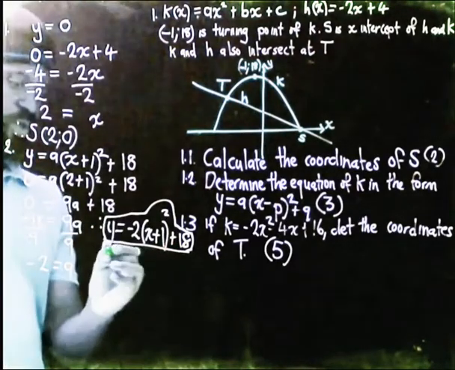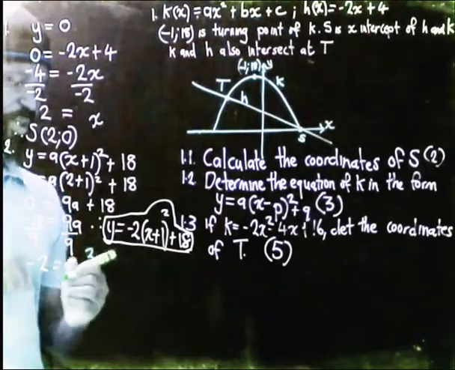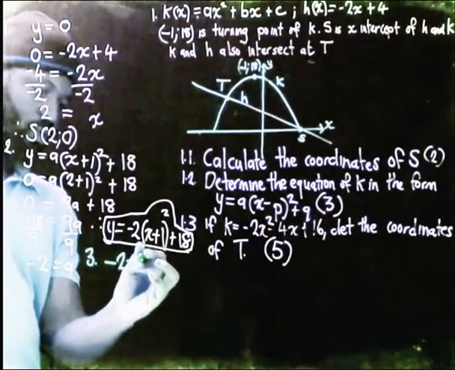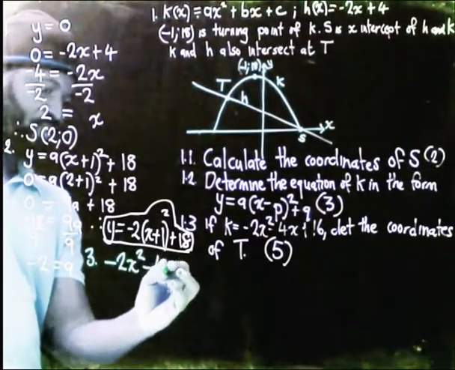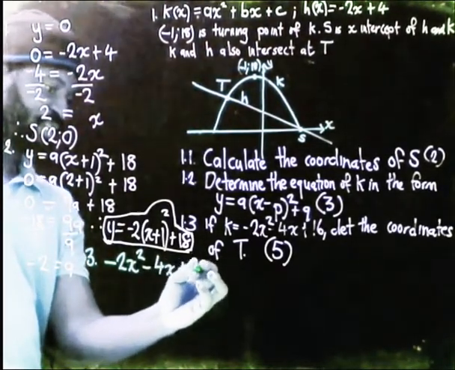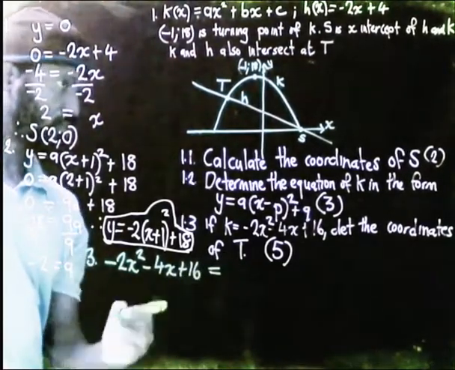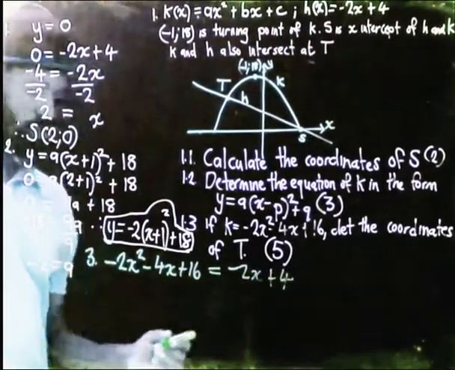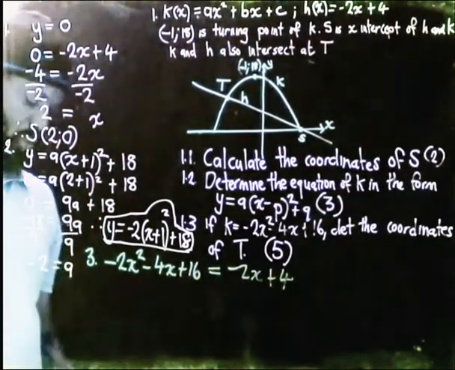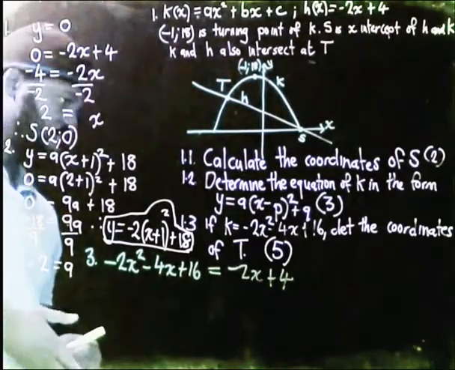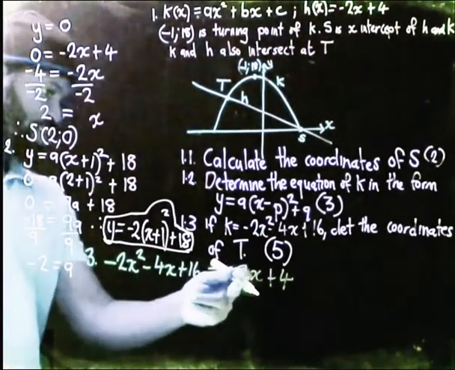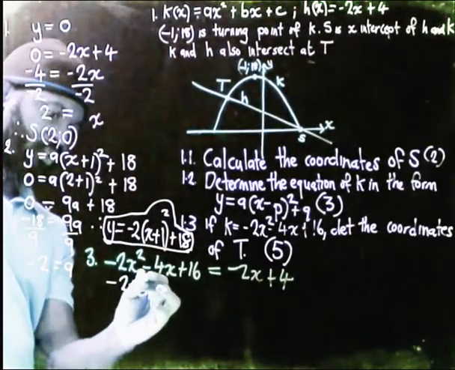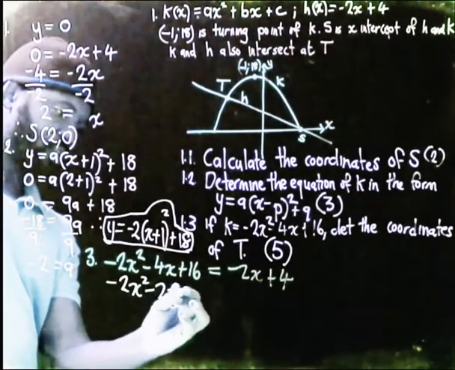So what we're going to do now for number 3 is say minus 2x squared minus 4x plus 16 is equal to minus 2x plus 4. We are equating these two equations to each other, so we're going to solve for the x. The negative 2x comes across and becomes a positive 2x. So it's now minus 2x squared minus 2x.